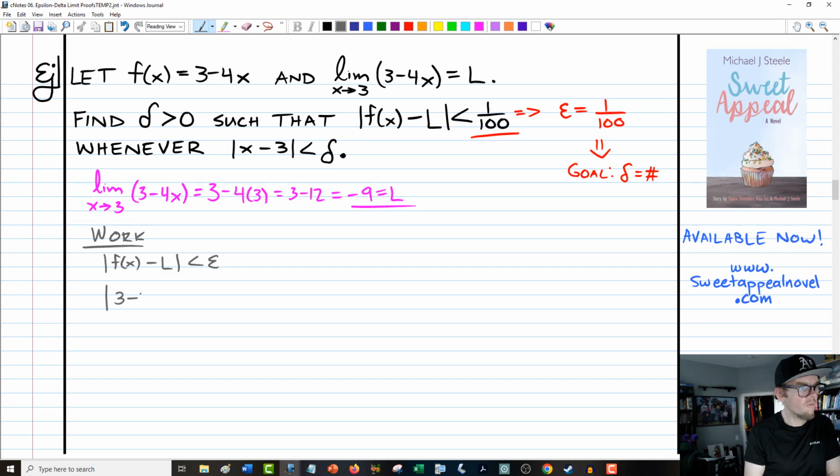Looking at my stuff, this will be 3 minus 4x minus our L value, which we saw to be negative 9. So that'll be minus a negative 9. That all needs to be less than epsilon, not L. I took the L in that one. So from here, I'll clean this up a little bit. This will be minus the negative 9, so plus 9 plus 3 is 12. So the absolute value of 12 minus 4x is going to be less than epsilon.